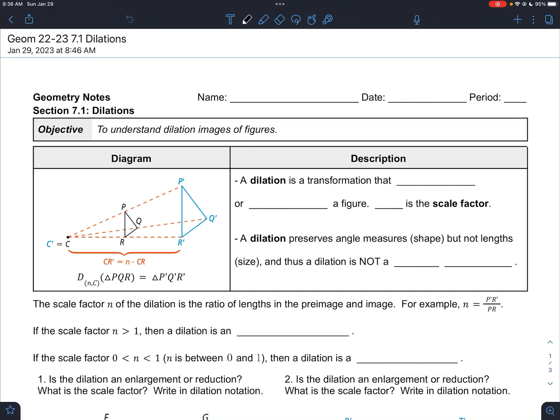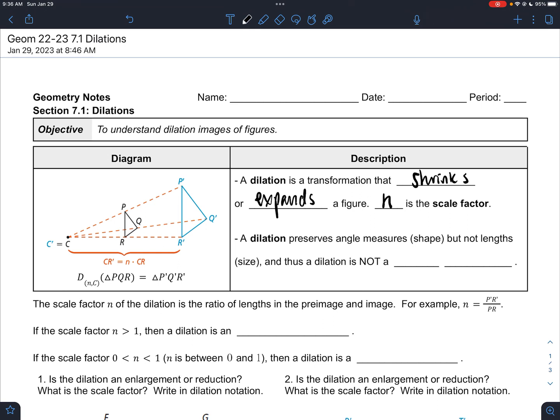Okay, let's begin by taking a look at dilations. So dilations are also a type of transformation, but they're different than the rigid motions because these involve a change in size. A dilation is a transformation that shrinks or expands a figure. And we use the letter n as the scale factor, or how much it grew or shrunk. So for example, if it doubled in size, the scale factor would be 2. If it was a third of the length, it would be 1/3.